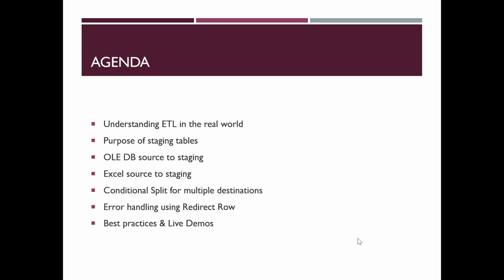Now let's move to our agenda overview. Here is what we will cover in this session. First, we go through what ETL is in real world terms, why staging tables are important, and loading data from OLE DB and Excel. Then we move to using conditional split to direct records based on logic. Then we go through error handling using redirect row, and yes, live demos for each scenario. So let's dive in right now.